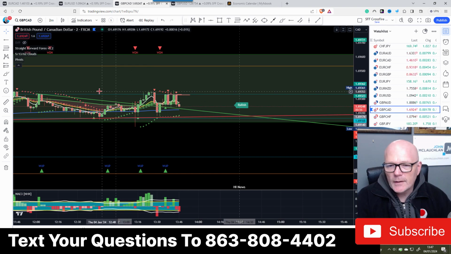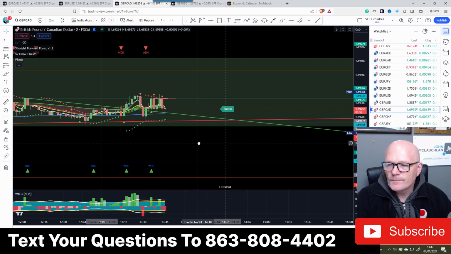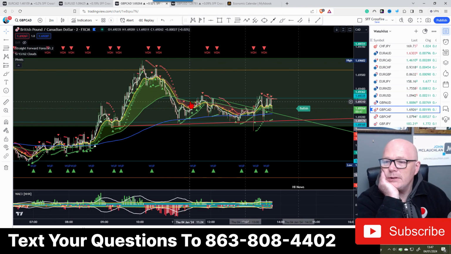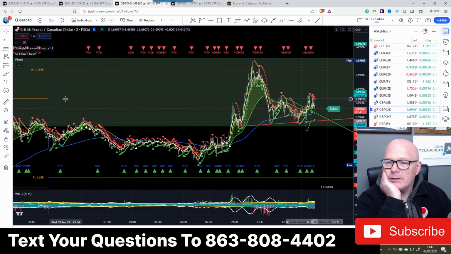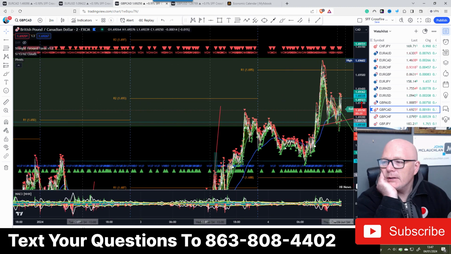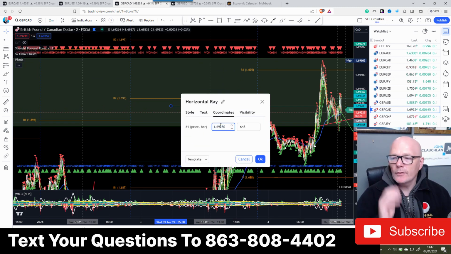still, this area is still resistance, and it could be resistance for quite some time. Look at this area here, it's certainly a significant area. 69,300. Let's go and put a line on that, because that is quarter point theory.